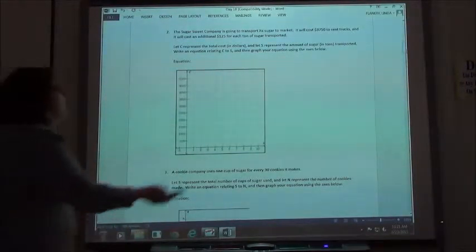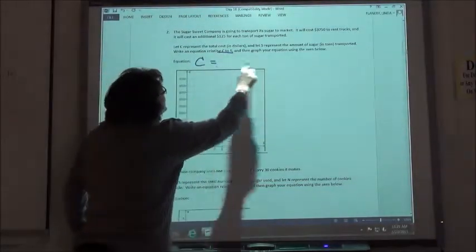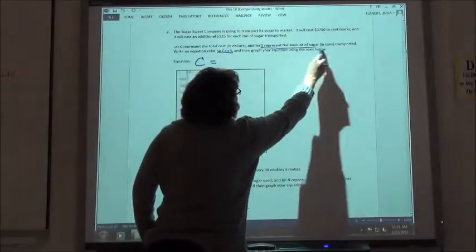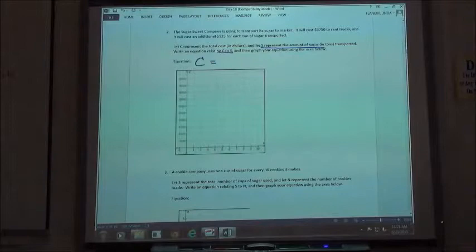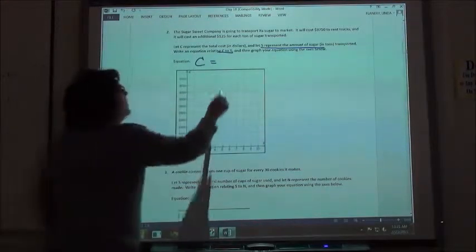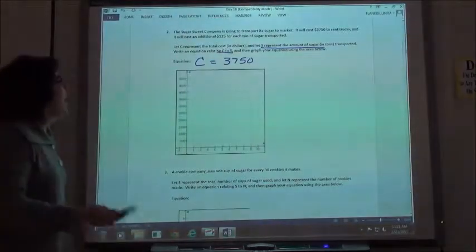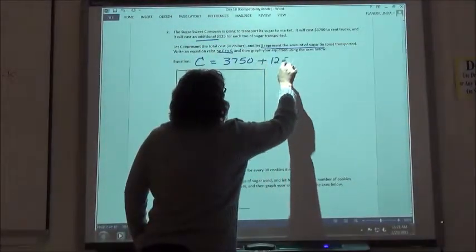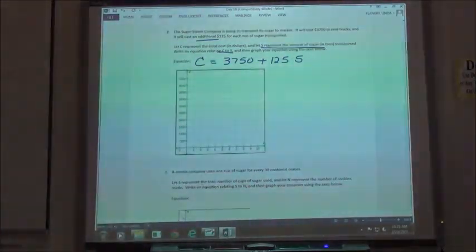So again, relating C to S means I'm going to have C equals something with my S in it. The S is representing the amount of sugar in tons. So it tells me up on that first part, it is going to cost me $3,750 to rent the truck, and an additional $125 for each ton of sugar. Try to make my S look like an S and not like a 5.